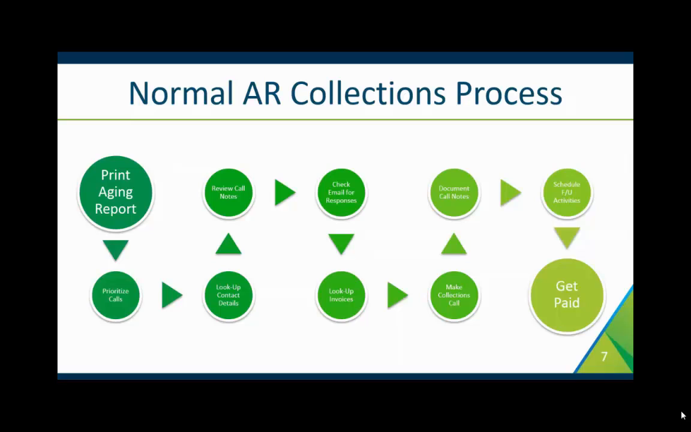We need to figure out, who did we call last? Who didn't we get to last week? Who owes us the most money? Who has an open dispute? So we're trying to prioritize that call list, maybe even prioritize them by a time zone, because we're trying to call people in California when we're on the East Coast. We can't call them too early.